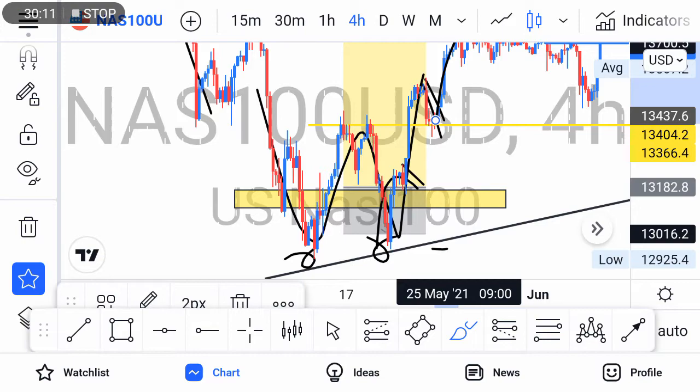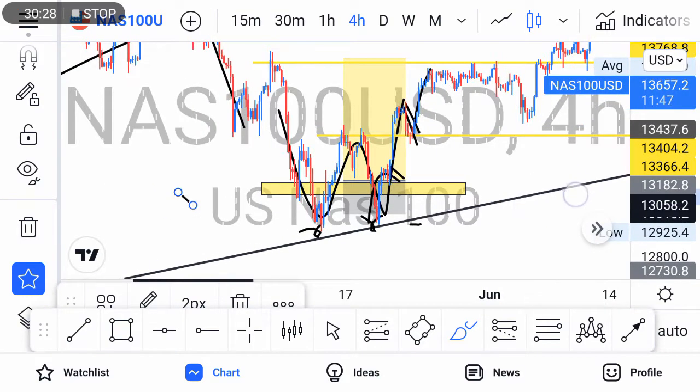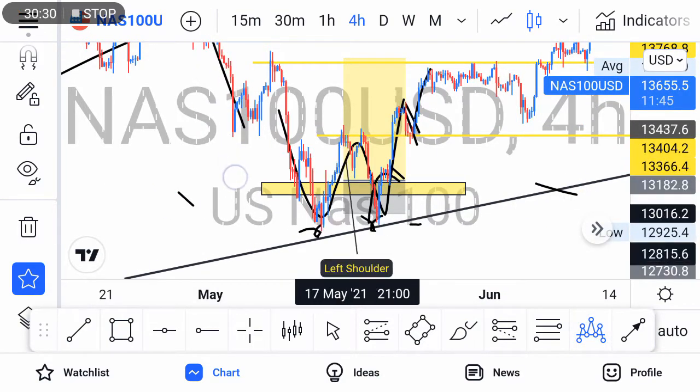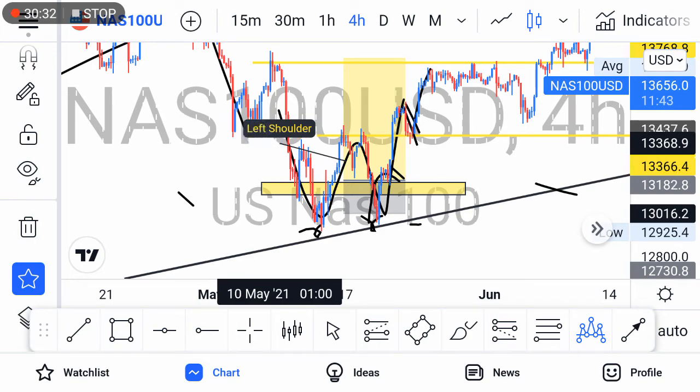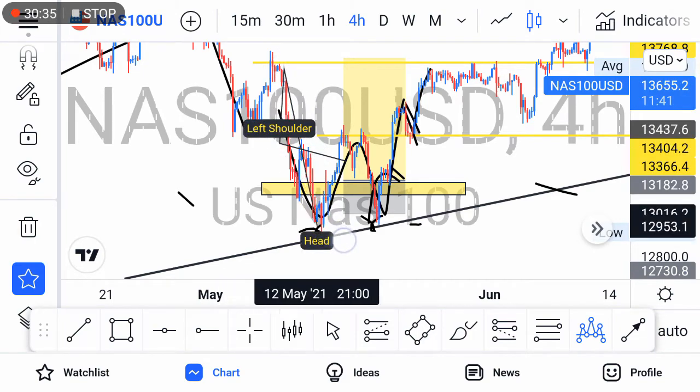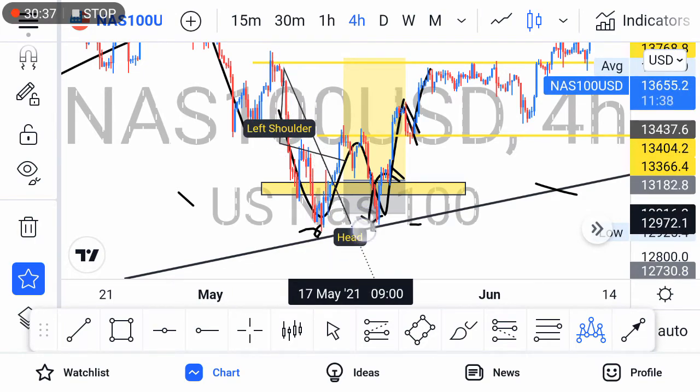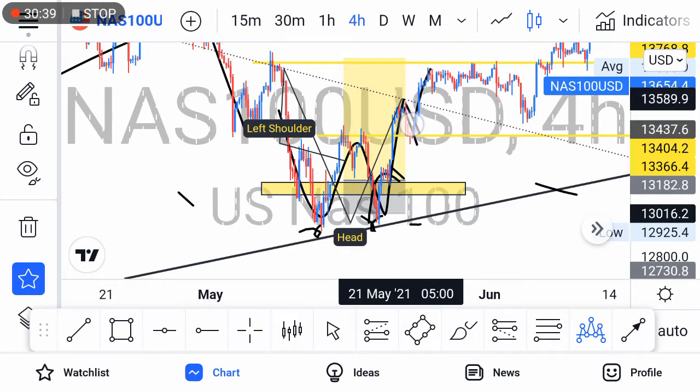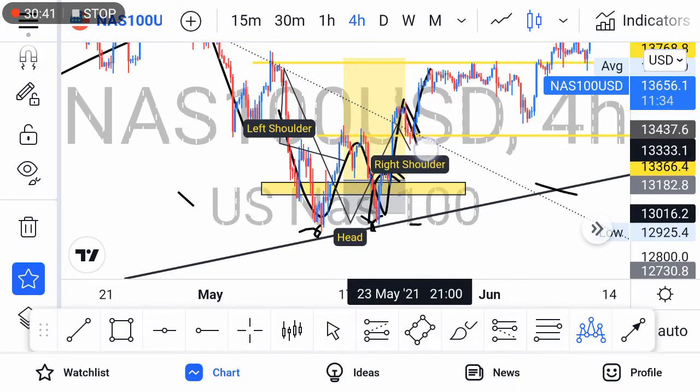But this one is a high probability because we have an inverse head and shoulders, and we also have a W pattern, which is a reversal pattern, and we also have a double bottom. If we check from here, we can say this is our left shoulder, this double bottom is our head, and this is our right shoulder.